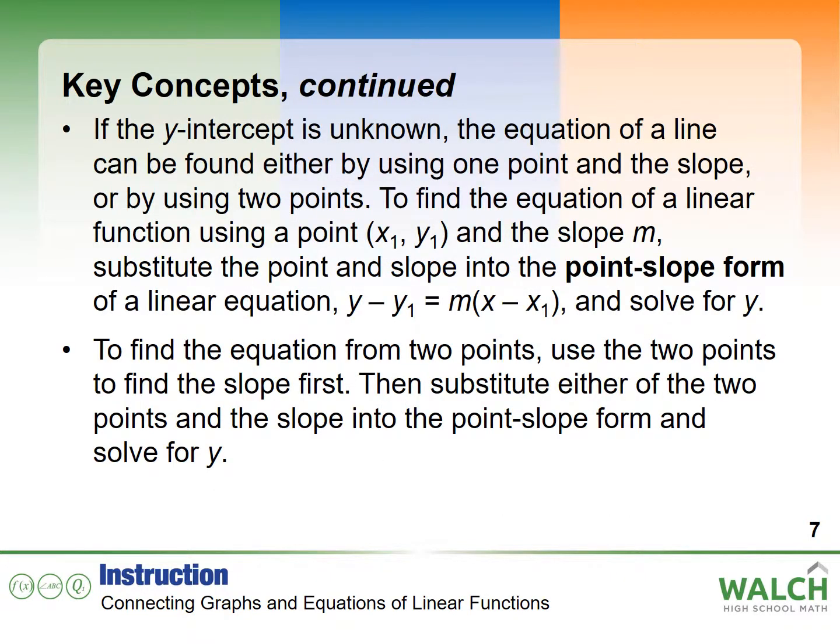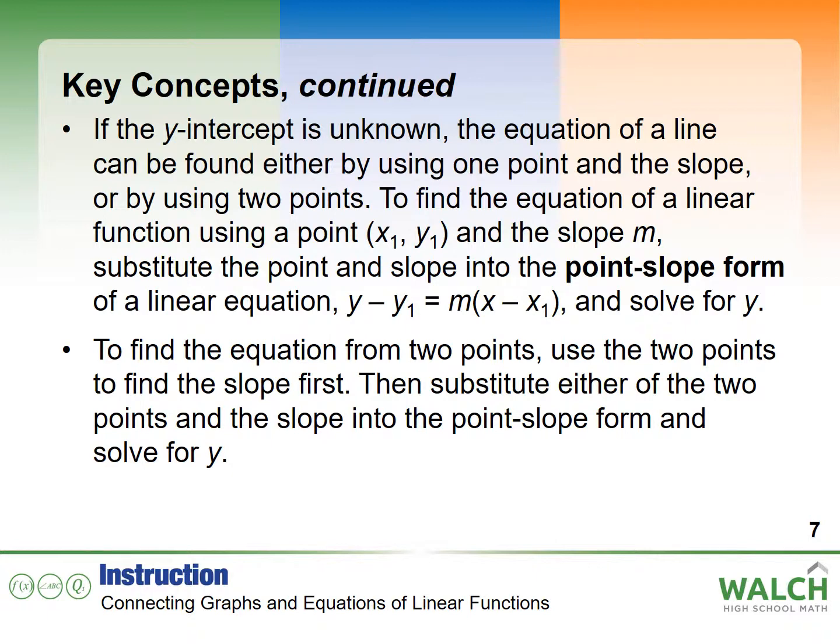If you don't know the y-intercept, the equation of a line can be found either by using 1 point and the slope or by using 2 points. To find the equation of a linear function using a point, (x1, y1), and the slope, you substitute the point and the slope into something called the point-slope form. This is a new formula that you have to memorize. You will not be given this. You'll have to memorize your point-slope form and your y-intercept form and your slope formula. I'll go over all of those at the end of this lesson just to make sure that you've got them all chunked up in your brain.